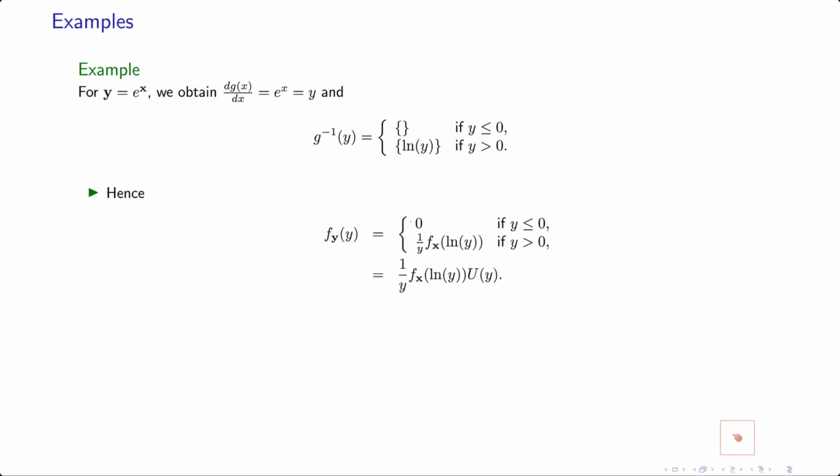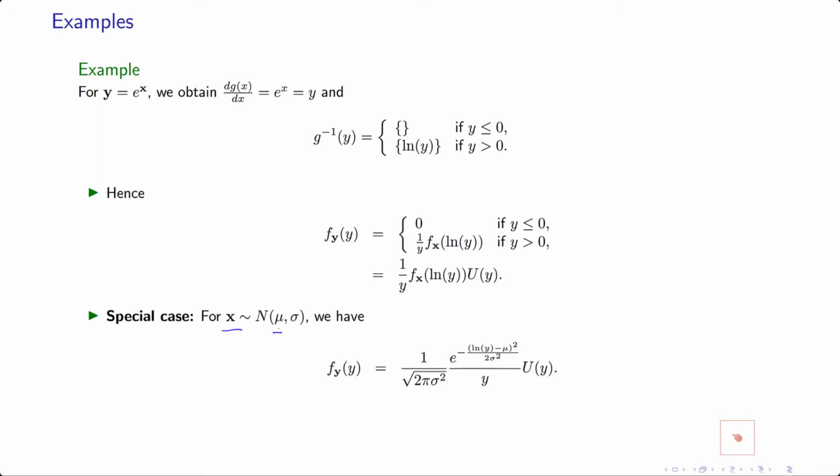For writing this 0 and so on, you can use the notation of the unit step function, because u of y is defined to be equal to 0 for negative values of y and equal to 1 for positive or equal values of y. So this equality goes here. Okay. Now, an important case of this is where X has a normal distribution with mean mu, and if you put that, then you get this distribution which is known as a log normal distribution.